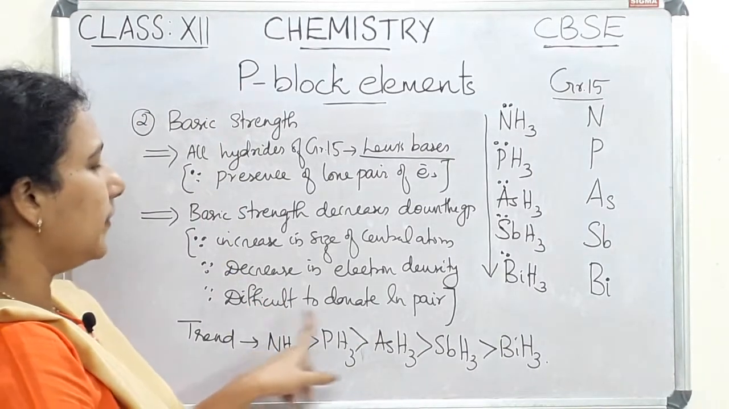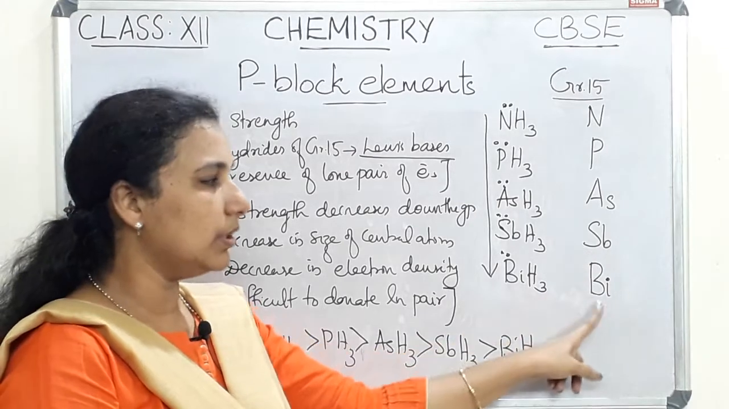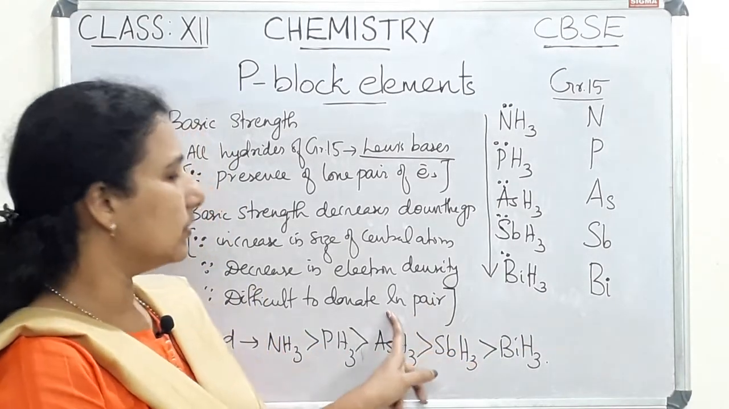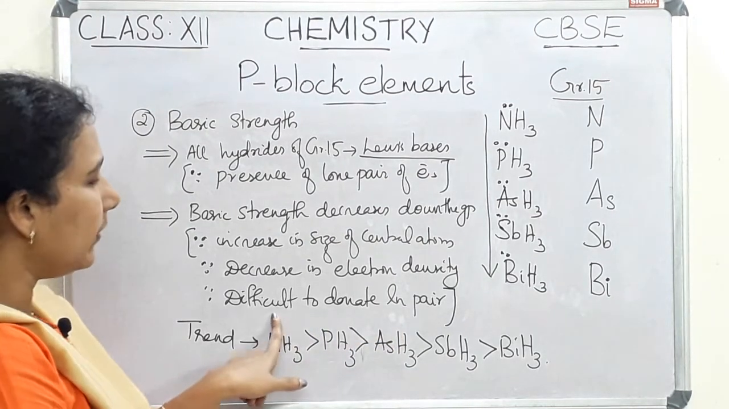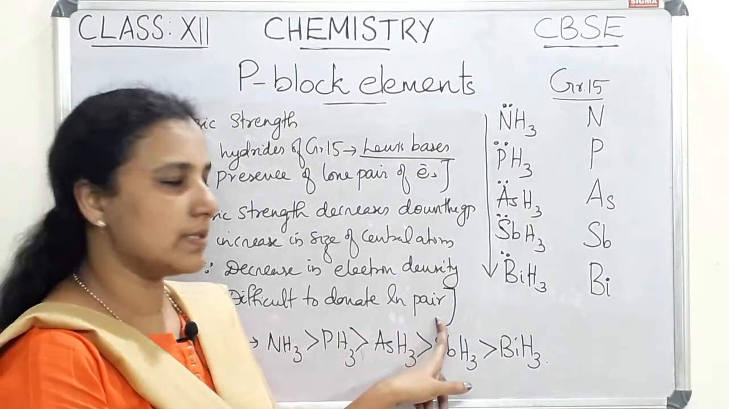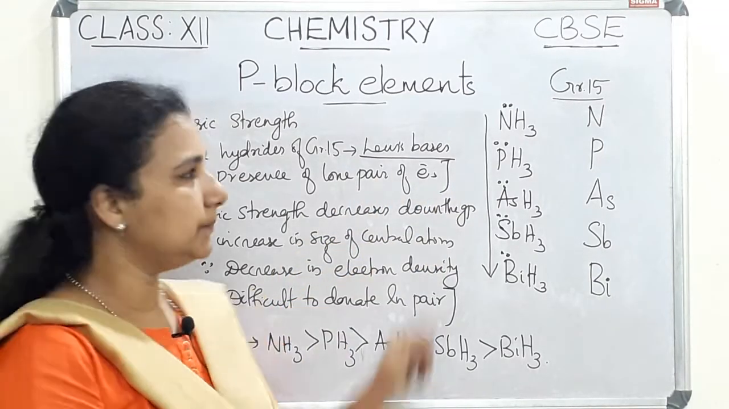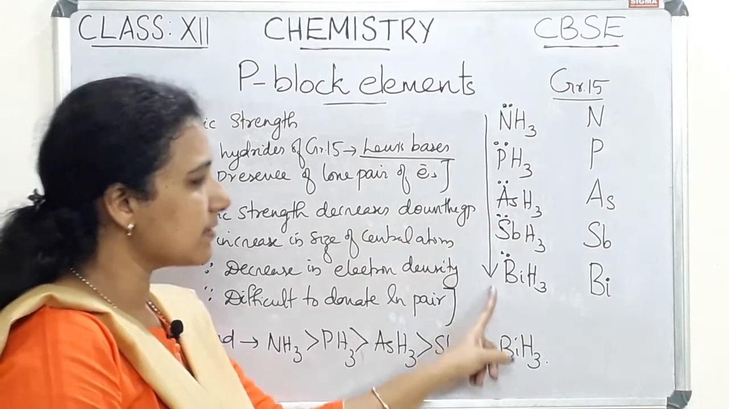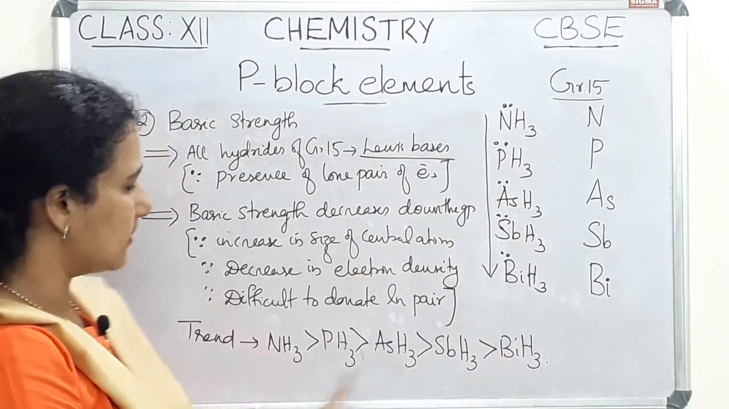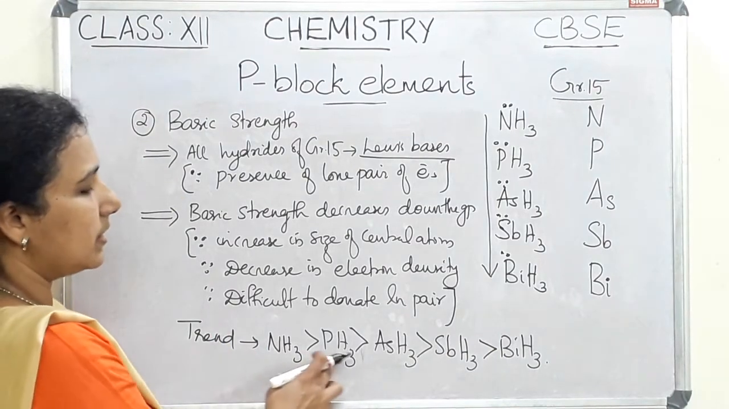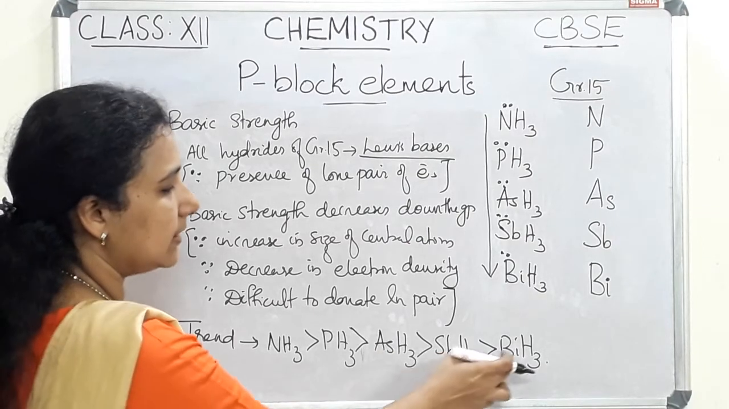So it is difficult to donate the lone pair of electrons. Because the electrons are spread out, the tendency to donate the lone pair of electrons decreases. When it is difficult to donate the lone pair of electrons, basic strength decreases. So down the group basic strength decreases. The trend is NH3 greater than PH3 greater than AsH3 greater than SbH3 greater than BiH3.